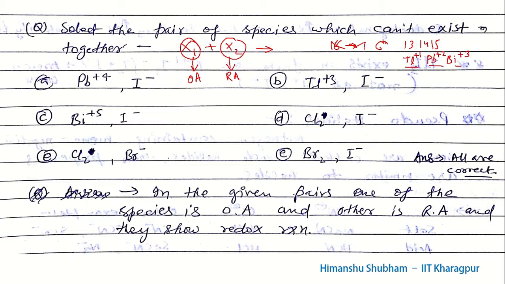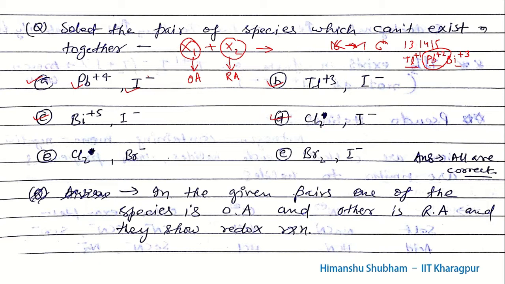Now in the first question we have Pb+4 and I−. We see that Pb+2 is a stable oxidation state, so Pb+4 must get reduced to Pb+2. That means it is the oxidizing agent, and I− should get itself oxidized to I2, that means it is a reducing agent. So we have an oxidizing agent and a reducing agent, that means they cannot exist together. Similar is the explanation for the B part and for the C part.